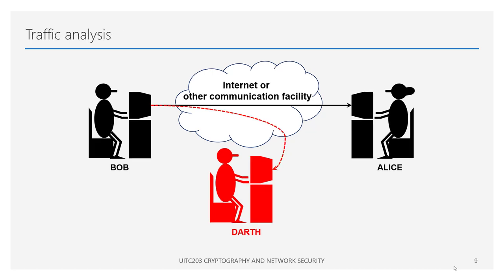Traffic analysis exhibits a high degree of passiveness. When Bob communicates with Alice, Dart does not tap the communication channel and expose any message. Rather, he just observes the communication between the two parties. This may be potential information for some other party who wants to understand the relationship between Alice and Bob.